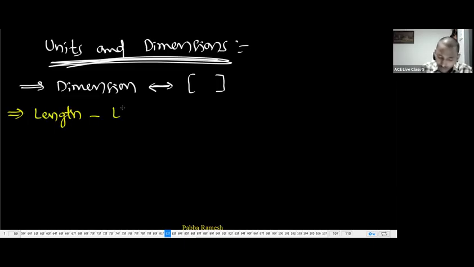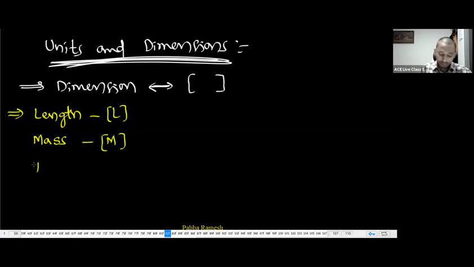It is denoted with capital L. The moment I start this, people are thinking that, sir, this is very simple. No, I'll be coming to the actual topic, electrical engineering parameters representation in dimension form. Then you'll come to know. Length. Next one is mass. How do you represent? Simply capital M.